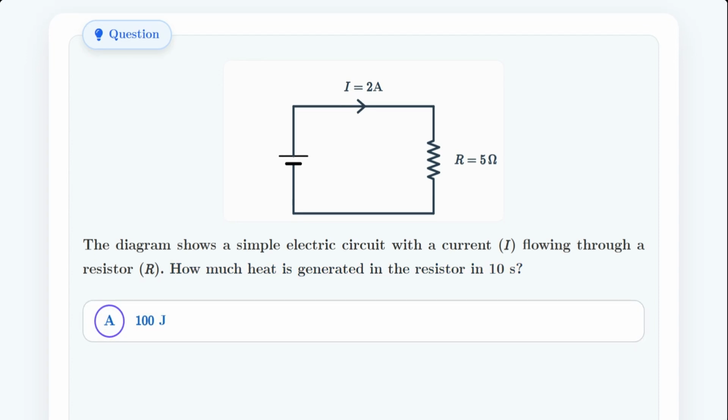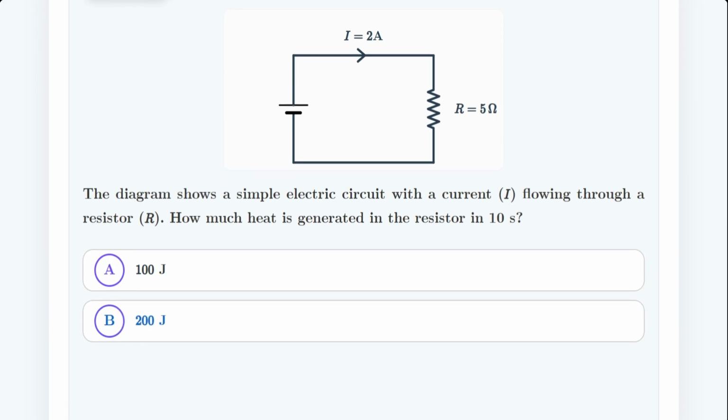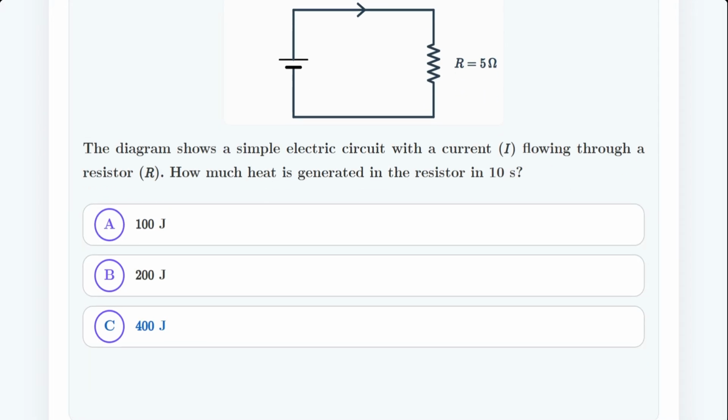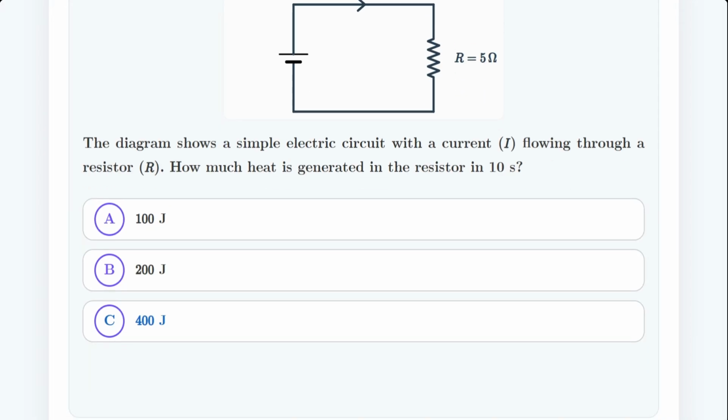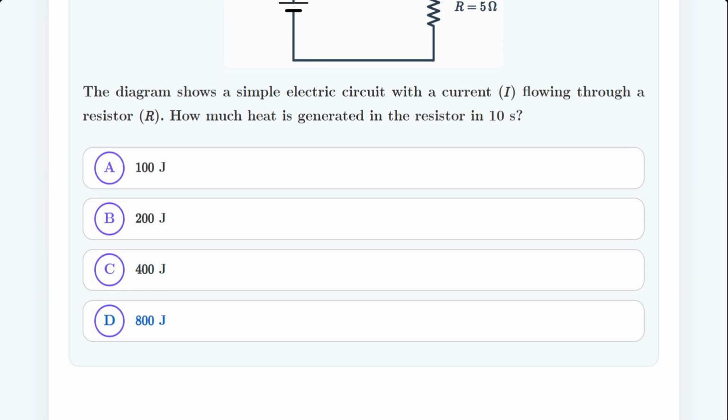Let's check the options. Option A, 100 joules. Option B, 200 joules. Option C, 400 joules. Option D, 800 joules. Let's solve it and find the correct one.